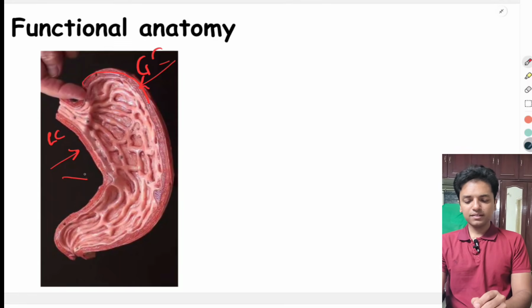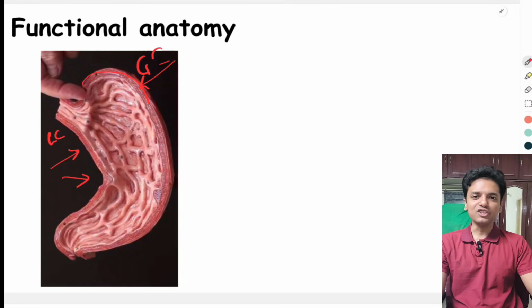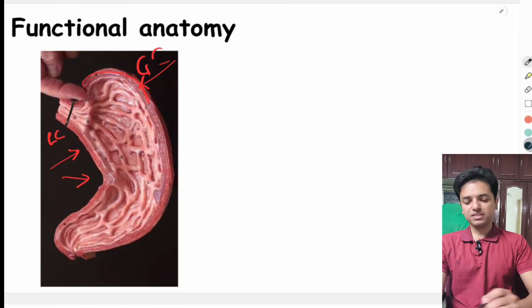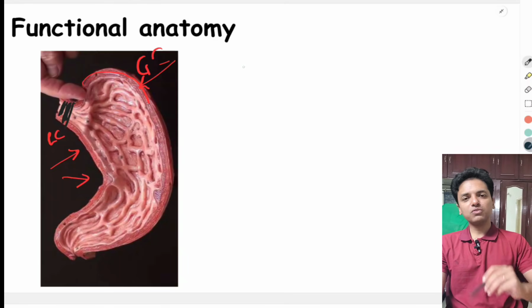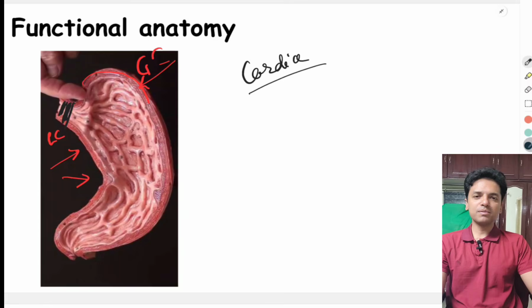Remember that this lesser curvature shows a kind of angle here, and that angle is called the angularis incisura. A few books also mention it as incisura angularis. I think anything is correct. Now next let's try and understand the different parts of the stomach. This part of the stomach which is going to receive the food from the esophagus is called the cardia, and that end of the stomach is called the cardiac end of the stomach.